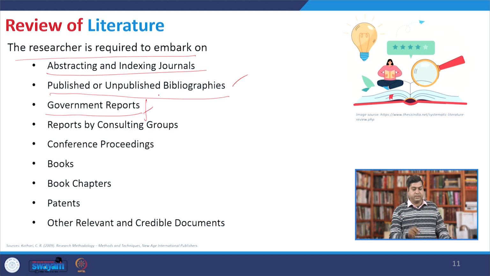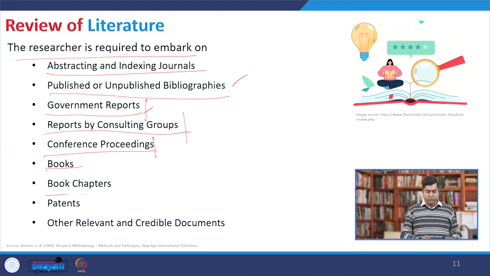Government reports are also taken as a valuable source of data. Reports by consulting groups, and sometimes private organizations, are published too. Then conference proceedings, book chapters, and patents, especially for new areas, new developments, and prototype designing. In such cases you also need to go through the patents, as they can give you some unique ideas about what has been done, and then you can identify where the gap is.